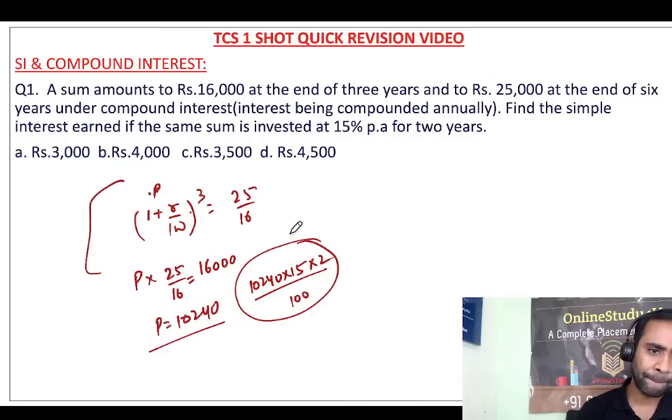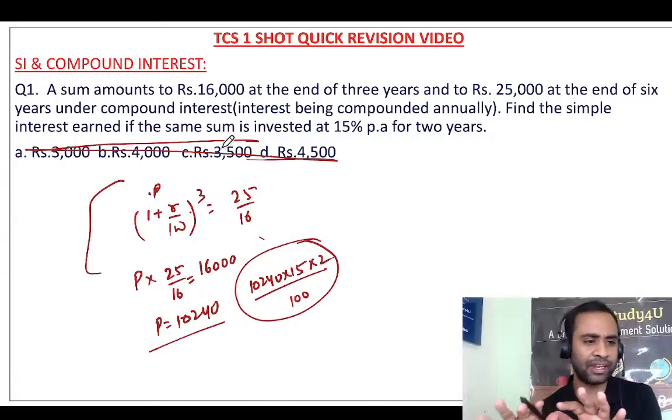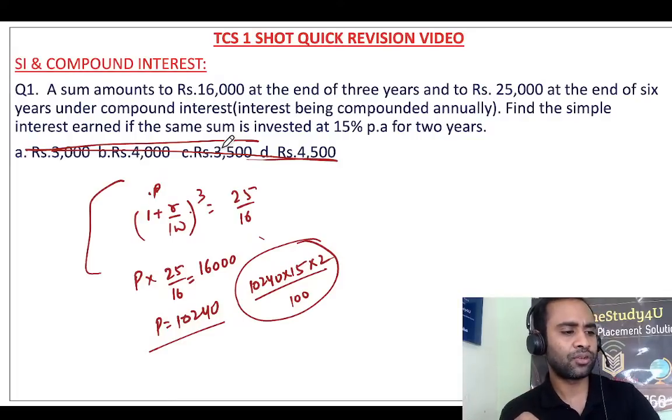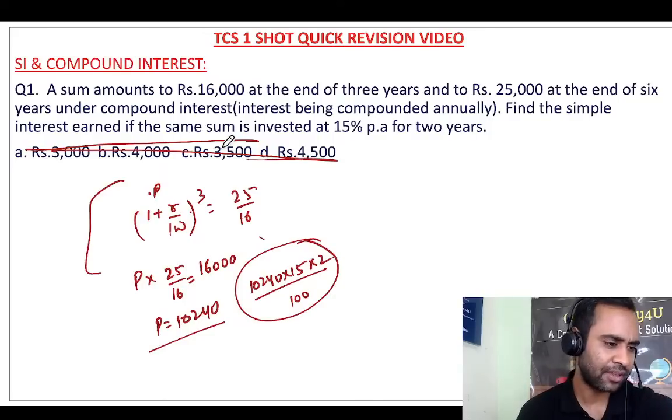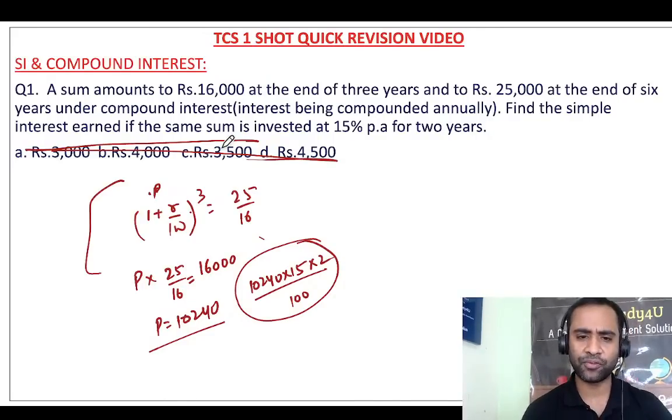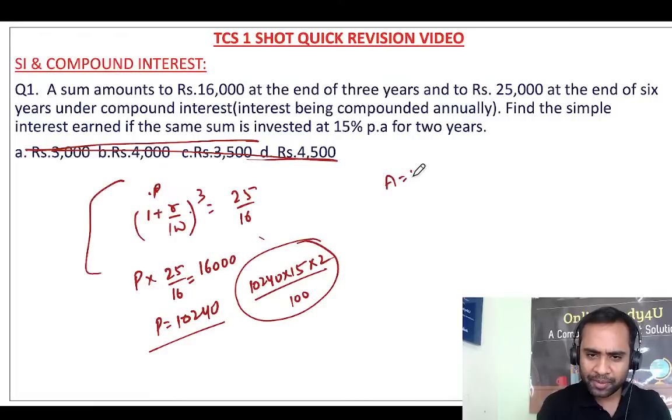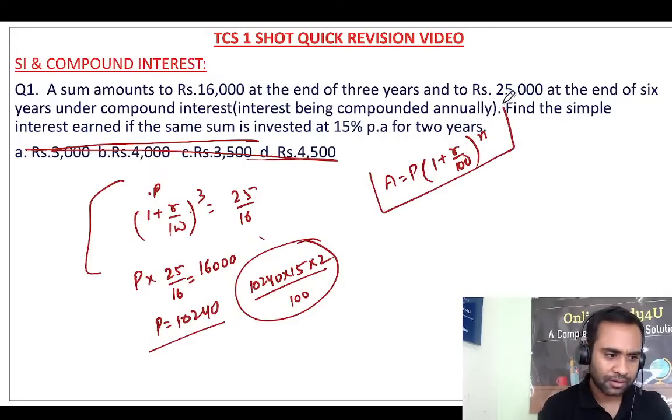Done? Is it clear for everyone? Options are not correct. Leave it. See, basically all the questions I will be typing, so while typing the questions, there might be some mistake. Okay, clear for everyone? A simple question. The only thing is use this formula. So amount will be equal to P into (1 + R/100).